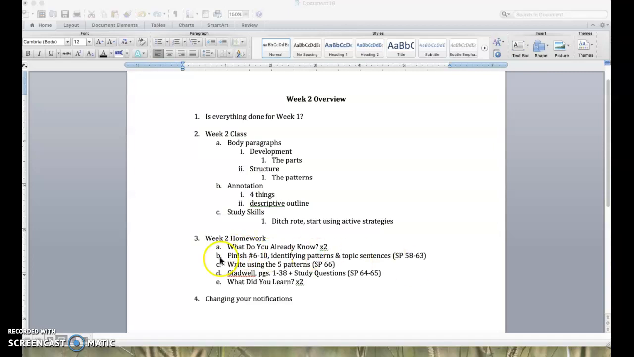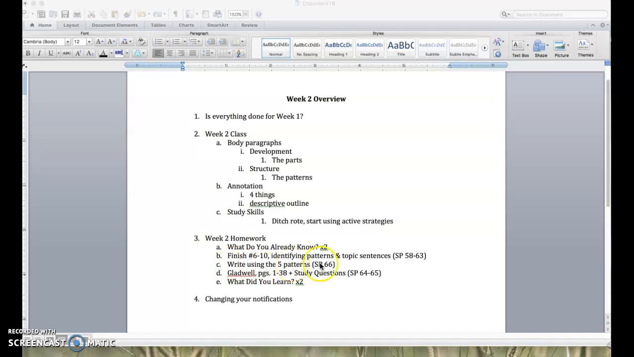The first thing you've got to do after you've completed the 2 pre-tests is finish the next 5 paragraphs. In class, we did the first 5 paragraphs, where we identified the topic sentence, identified the pattern, and paraphrased the main idea. For homework, I'm asking you to just complete the next 5 paragraphs. And I know in class some of you did get through some of those already.